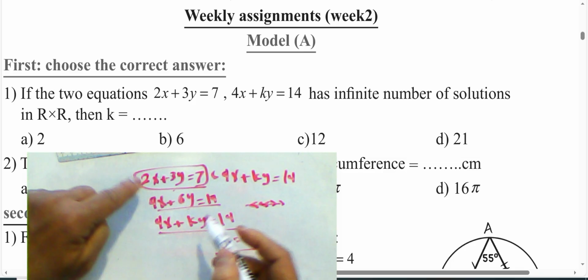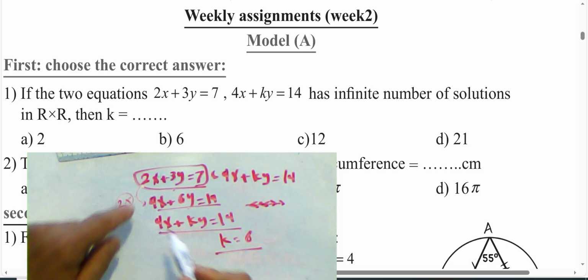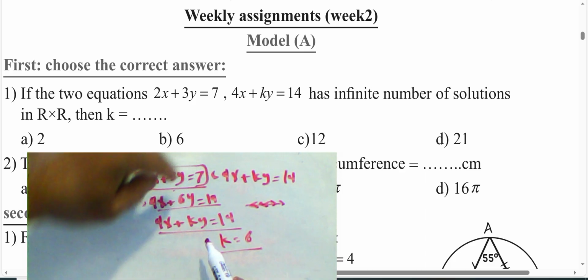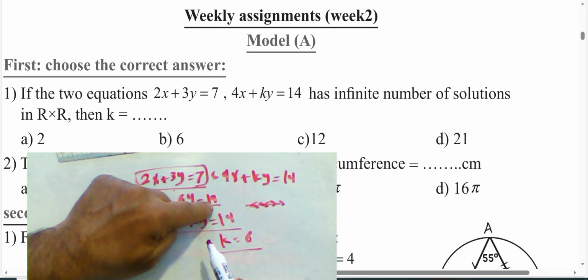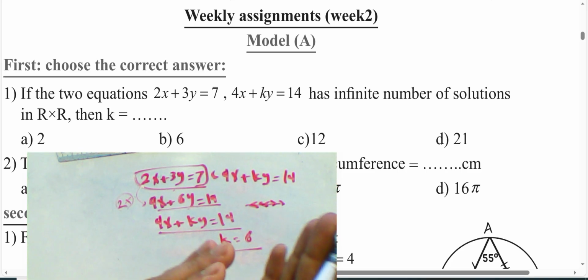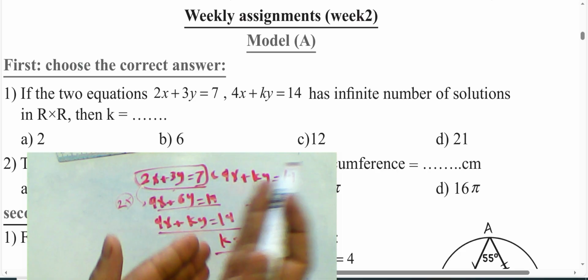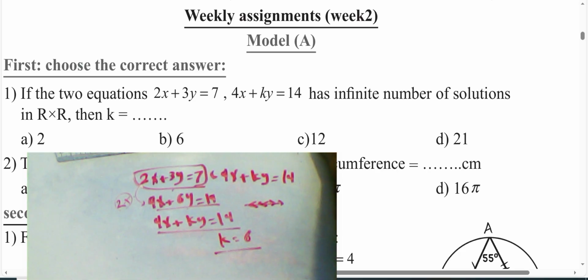Understood? Understood how I found the answer? I multiplied all terms of this equation by 2 and converted to 4x, 6y, 14, because he tells me the two straight lines, or two equations, have infinite solutions, meaning congruent. Congruent means alike. 2x plus 3y equals 7 is equivalent to the other equation multiplied by 2 here. Then k must equal 6. Choose letter B.